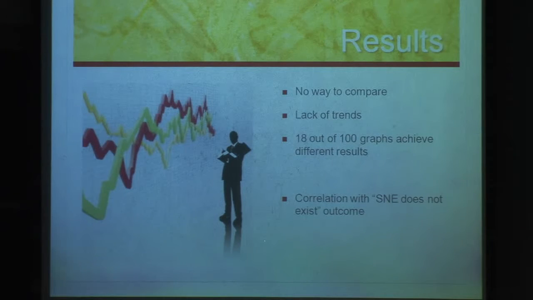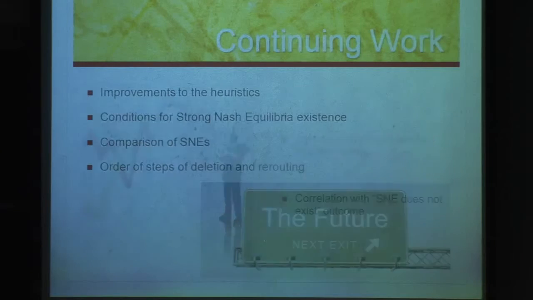18 of those graphs within the 4 different starting formations achieved different results, where they didn't all come up with the exact same solution. If this were a perfect heuristic, they should all come up with the same solution. However, I did notice a correlation between those 18 where the results were different and also graphs where strong Nash equilibria were said to not exist.